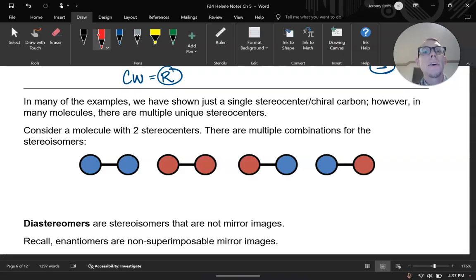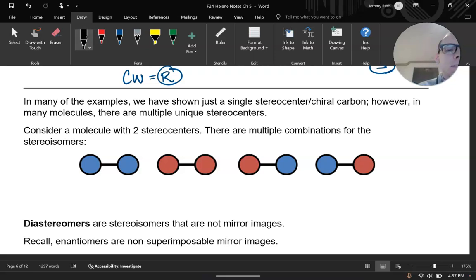So in a scenario where you have exactly 2 stereocenters, there are 4 total possibilities that you can have for your stereocenters. And I've denoted these by these little balls and sticks. The ball on the left is going to correspond to our very first stereocenter, and the ball on the right is going to correspond to our second. And for our sake, let's just say blue equals R and red equals S.